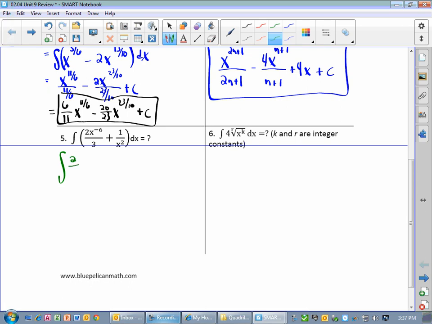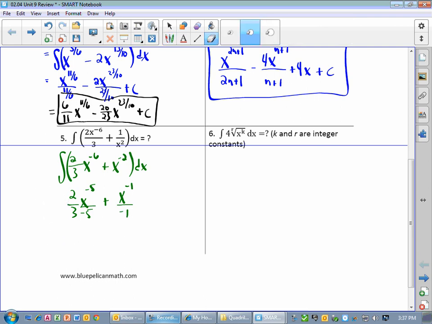So we have 2/3 x to the negative 6 plus x to the negative 2nd dx. So we start by adding 1 to the exponent, so 2/3 x to the negative 5th over negative 5 plus x to the negative 1st over negative 1. I'm integrating, so I don't want my integral symbol here anymore. Plus c. So we have 2 over 15x to the 5th, and it's negative because of the negative 5, minus 1 over x plus c.